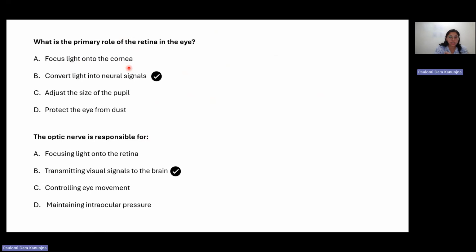Yeah, this is done by the lens. I mean, it should be retina, but it's okay. It's not the retina that focuses the light, right? Adjusting the size of the pupil is done by the iris, and protecting the eye from dust is done by eyelashes and eyelids. Okay. Now the second one, focusing light onto the retina, we know is done by the lens and cornea, right? Controlling eye movement is actually done by nerves, so you have some cranial nerves which do this. And maintaining intraocular pressure is something that we covered in humors, the aqueous humor.